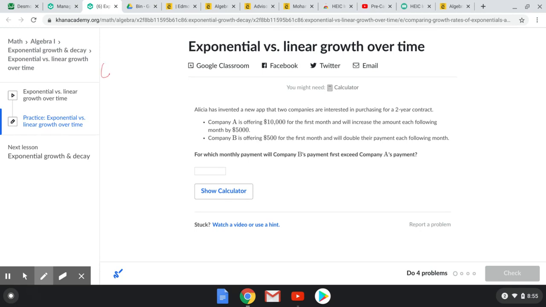So let's remind ourselves of what our linear formula looks like. In the case of a word problem, b is your initial amount and m is the amount you're adding each time. On a graph that's y-intercept and slope, but in a word problem, it's the initial amount and the amount that you're adding each time. So company A is going to be y equals 5,000x plus the initial amount, 10,000. So that's our formula for company A.